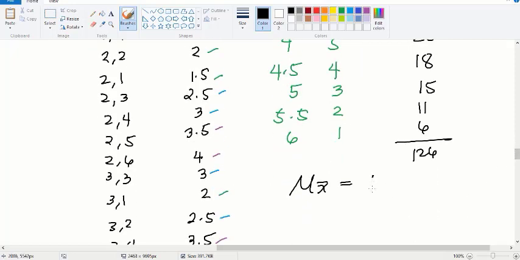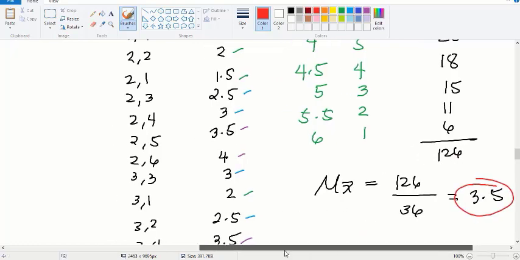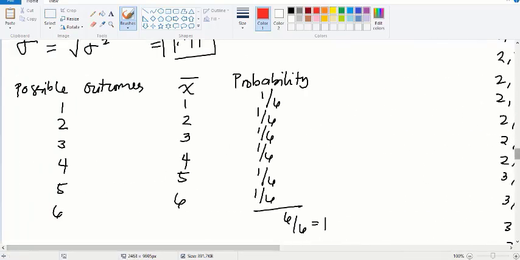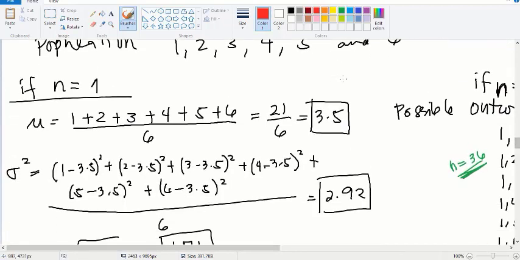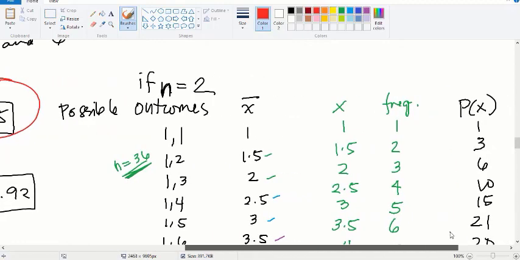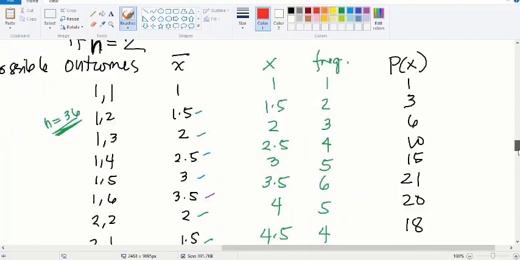126. Now that you have that, 126 over, ilan yung ating n? 36, no? So, divided by 36. So, our mean is 3.5. How to check if we got the correct answer? We just have to check if it's the same as this one. Nandito sa taas. Ayan, okay, there you go. So, tama yung nakuha natin na mean of the sample means. It should be the same as the population mean.